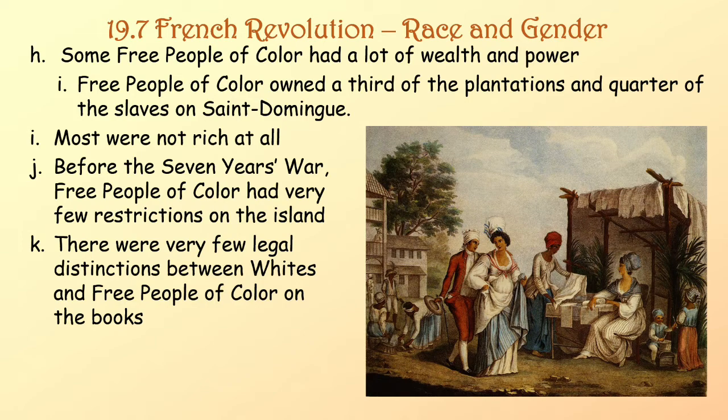Most were not rich at all. Before the 7 Years' War, free people of color had very few restrictions on the island. There were very few legal distinctions between whites and free people of color on the books.